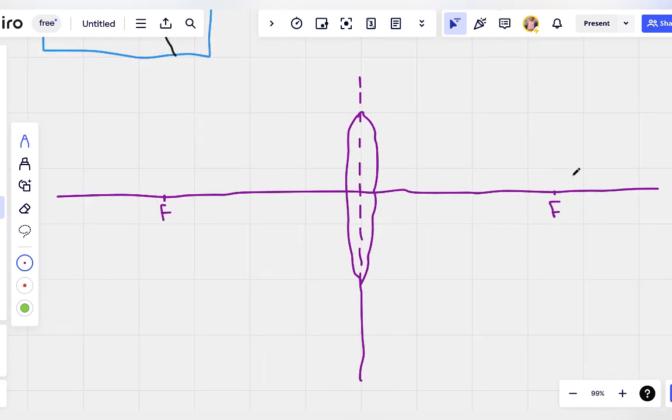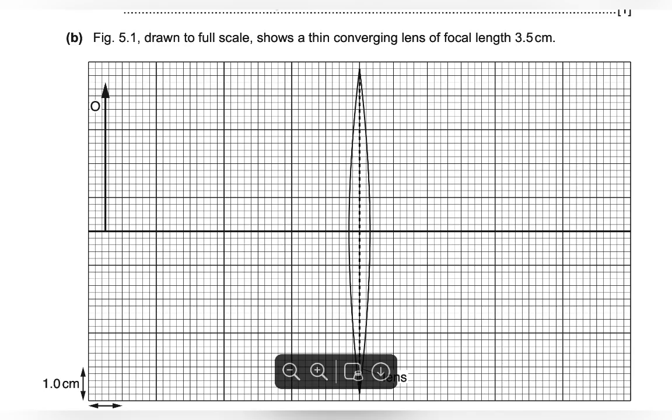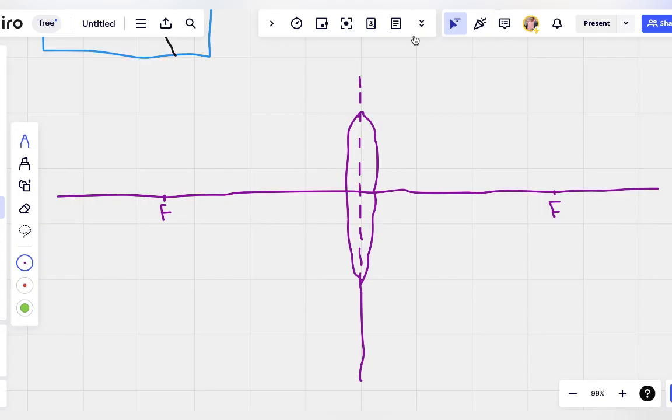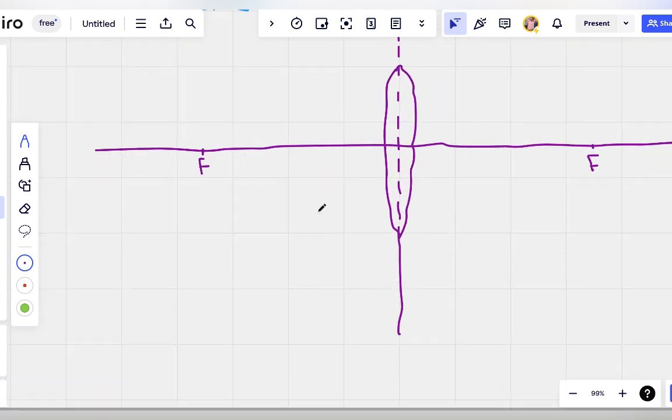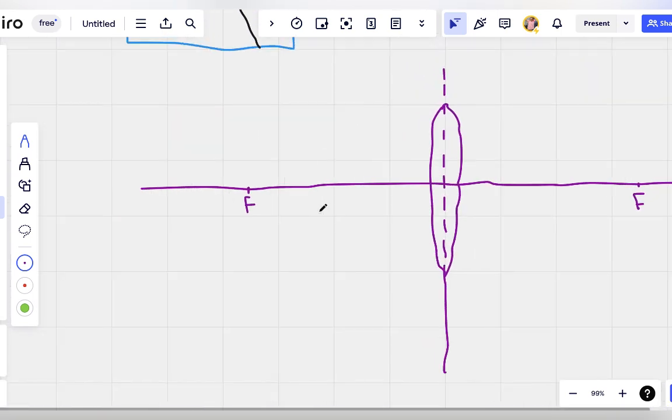Okay, now an object is more than 2f away. Let's see from the question paper. The object, if here is 1, 2, 3, and 3.5 is here, right? Another half, 1, 2, 3. So this object is beyond 2f. Similarly here we should have something like that. So the object will be beyond the 2f.